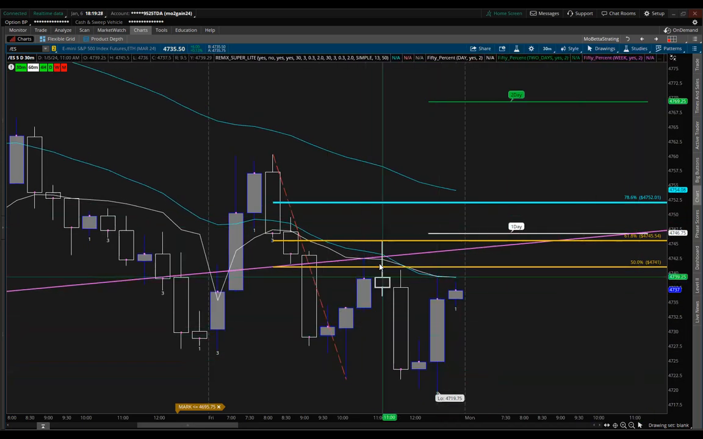You're seeing price approach 50%, 61.8, 78.6. You start to see these long wicks once it's getting to those levels, and you find an area of confluence, then trust that play will play out in your favor.